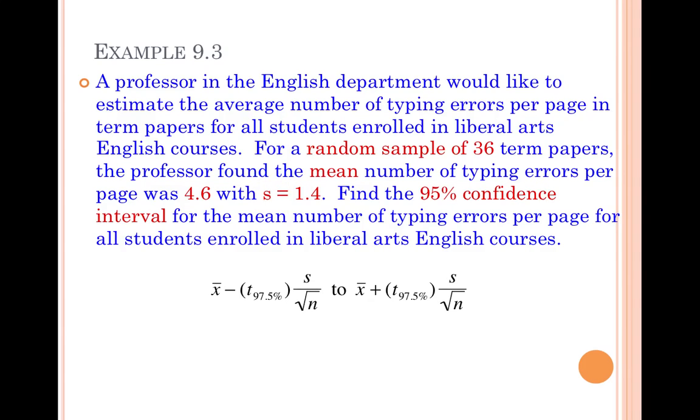So we're definitely going to be using this formula, x bar minus the t-score times s over the square root of n to x bar plus the t-score times s over the square root of n. S is used as opposed to sigma for the population standard deviation. We don't have it, so we're using S, the sample standard deviation, instead. So the t-score that we use when constructing a 95% confidence interval is the t sub 97.5% value, that column in the chart for the t-distribution.